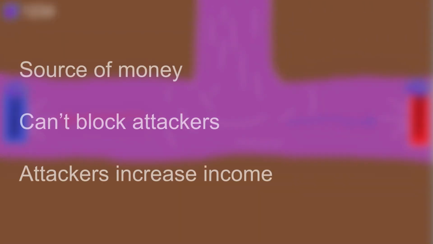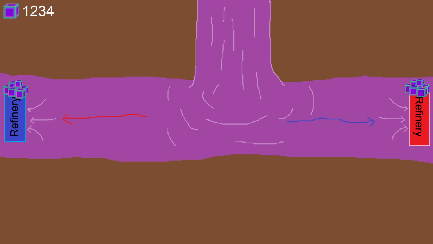Okay, so we've explained where our money is coming from, the refinery, and we've explained why we can't block off the attacker path, but why does sending attackers increase our income? So there's going to be some volatile substance, maybe I'll call it corruption or something, which sits on the riverbanks and leaches into the river. This makes the hydrazine harder to process, and its presence in the river decreases the efficiency of our refinery.